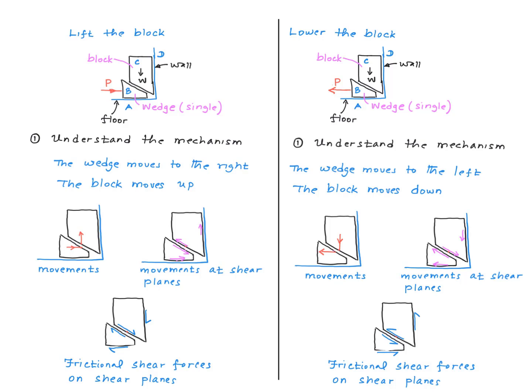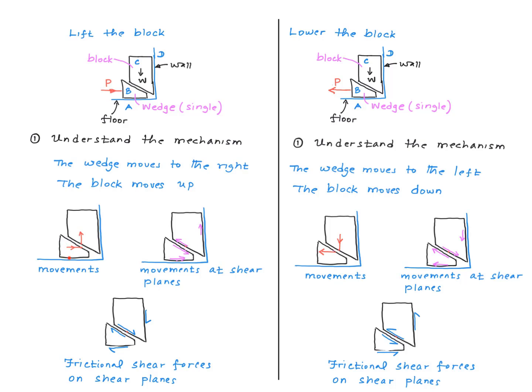We know the wedge moves horizontally to the right, left to right, right? And the block moves vertically up, right? Like shown, like indicated by this arrow right there. And of course the floor is stationary and the wall is stationary, right? And this allows us to evaluate the relative movement of a point on an interface.